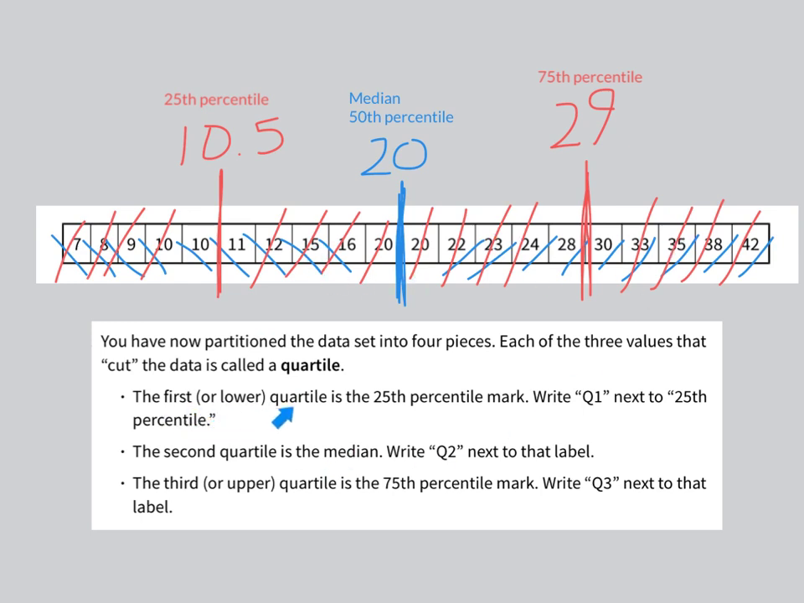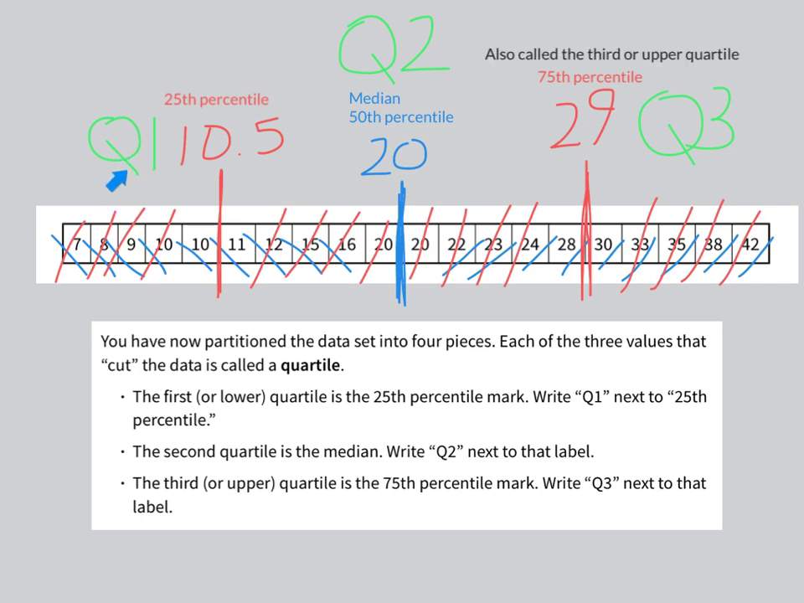The first or lower quartile is the 25th percentile mark. We are going to call that Q1. So that stands for the first quartile, Q1. The second quartile is the median. It is also known as Q2. And the last one is the 75th percentile. It is also known as Q3.